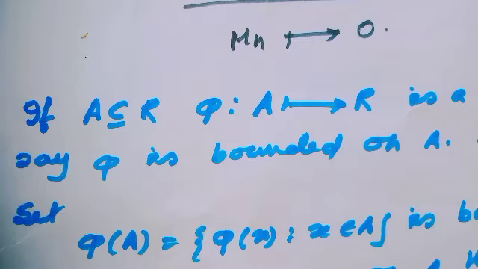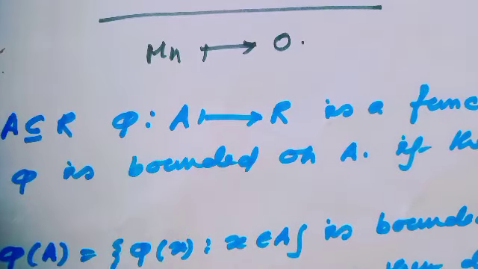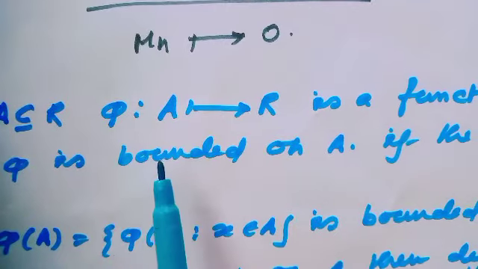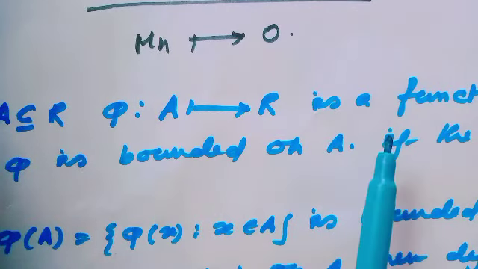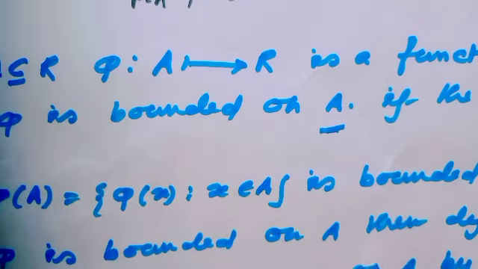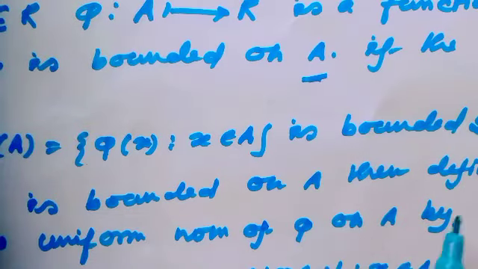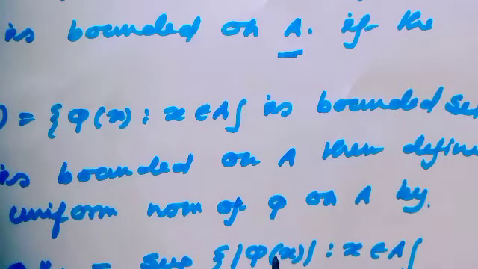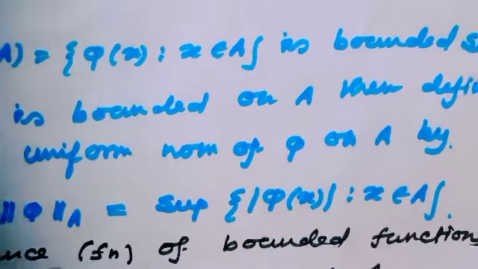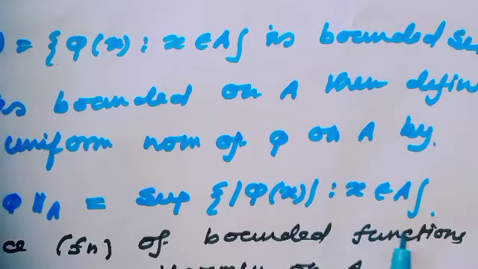Well, now I will study vector space, metric space, norm. Then the extension of this theorem is of such a type: if capital A is any subset of R and phi is a mapping from A to R, which is a function, say, if phi is bounded on the set capital A, then define the uniform norm of phi on the set A as the norm, defined as the supremum of the set of phi(x) where x belongs to A.